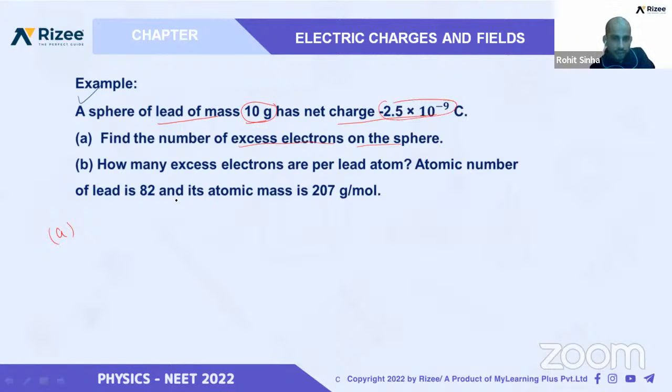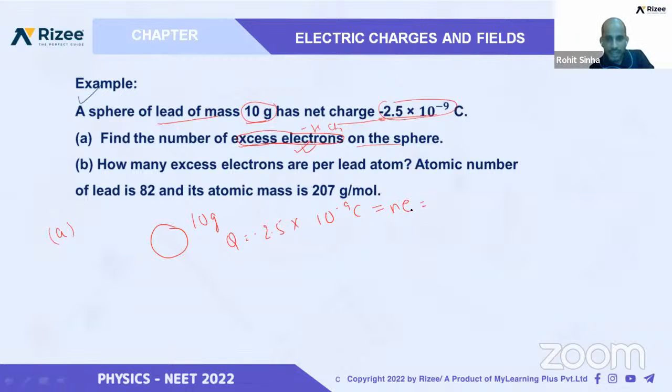It is given that we are having a lead sphere of 10 gram, and it has a net charge of minus 2.5 into 10 to the power minus 9 coulomb. How many excess electrons are on the sphere? How will you determine that? Since we are getting excess electrons, that means it must have negative charge, and here also negative charge is given. So we will equate this with Ne.